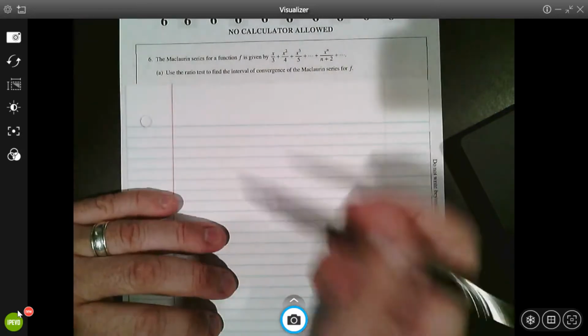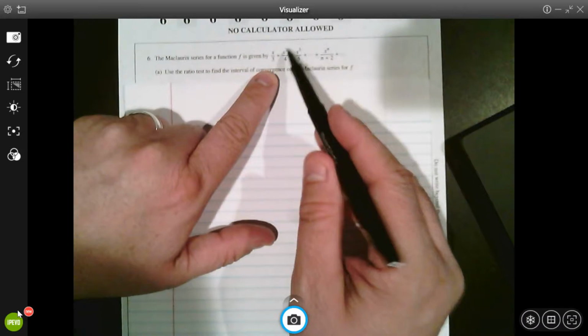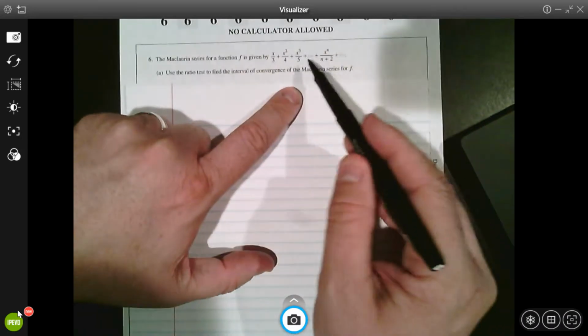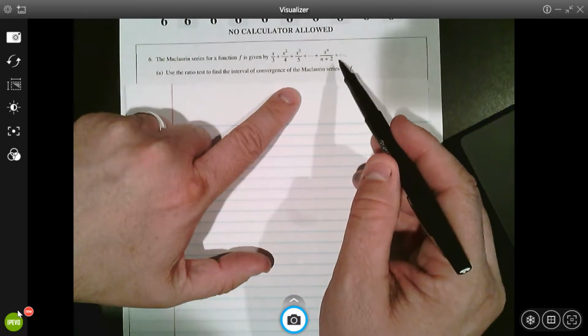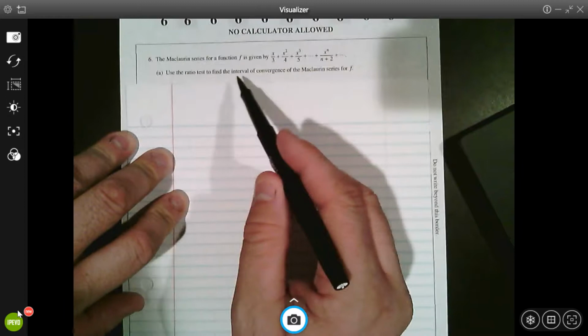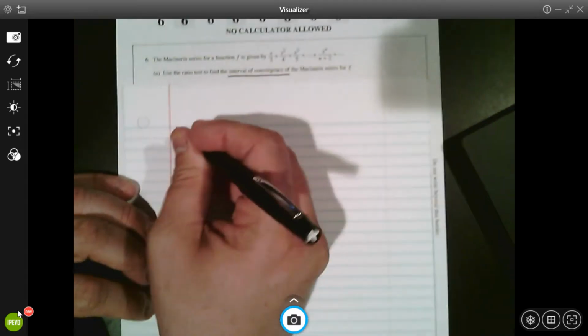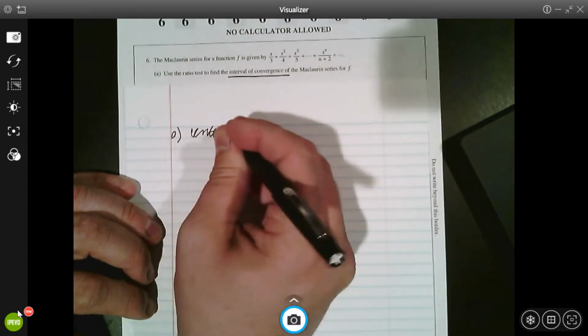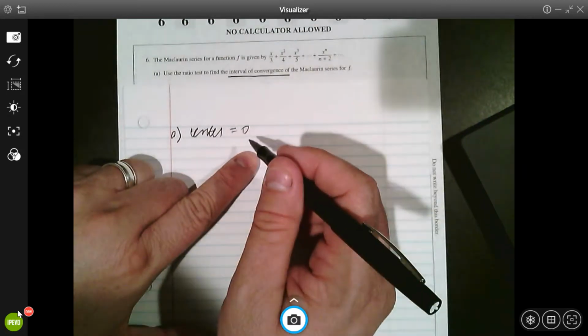Okay. The Maclaurin series for a function f is given by x over 3 plus x squared over 4 plus x cubed over 5 plus dot dot dot, with general term x to the n over n plus 2. We need to use the ratio test to find the interval of convergence for the Maclaurin series for f. Well, first of all, because this is a Maclaurin series, we know that the center is at 0. And so we're going to start there.